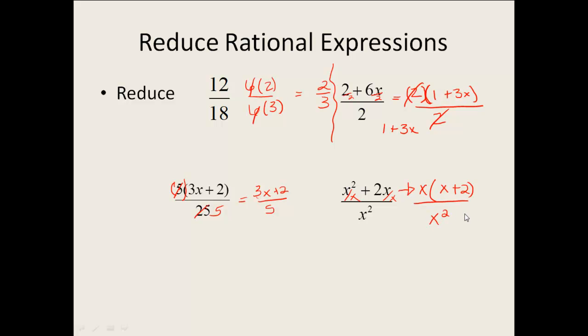Now I've got my numerator written in terms of multiplication because it's x times this quantity, and on the bottom I have x squared. Well, I'm going to rewrite that x squared as x times x, and now I can go ahead and cancel out my x's. They would cancel down to a 1, so I would end up with x plus 2 divided by x. And again, I cannot cancel these x's out because the numerator is not written in multiplication anymore.